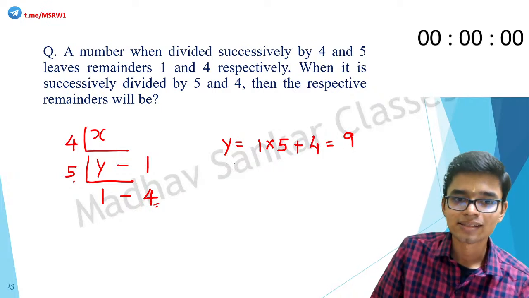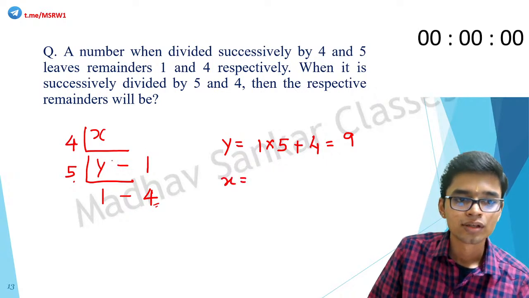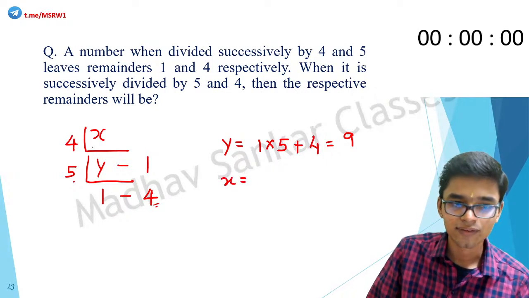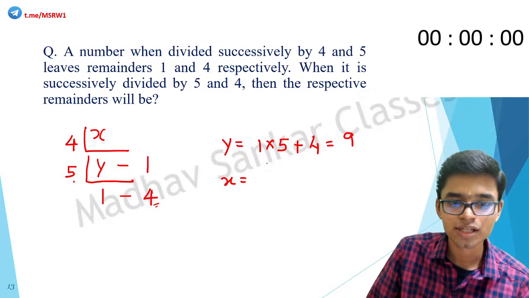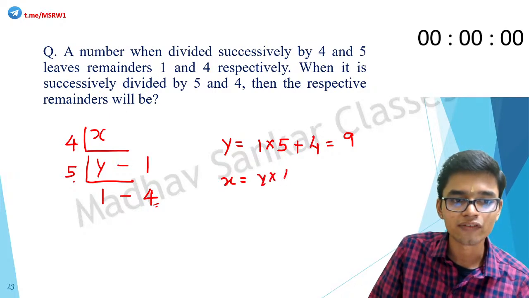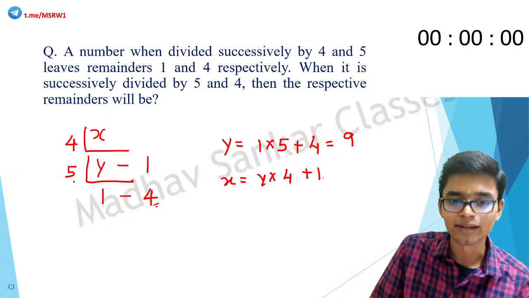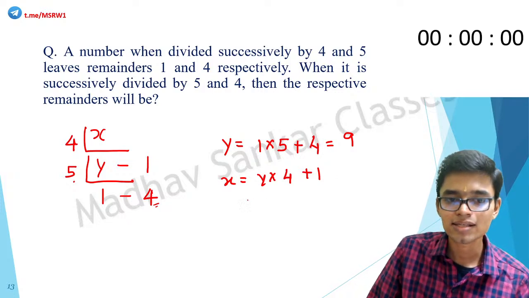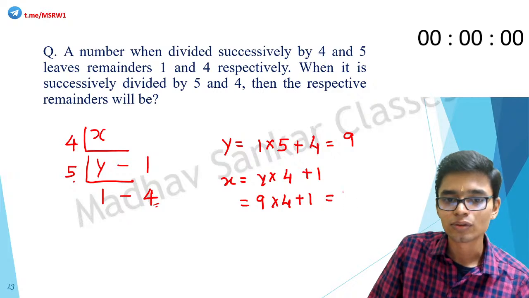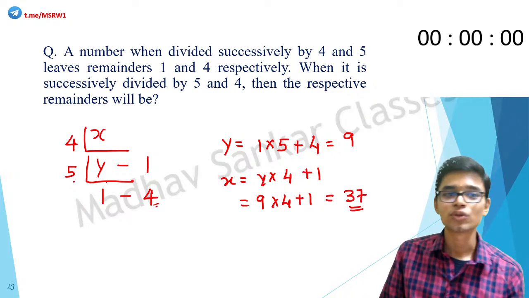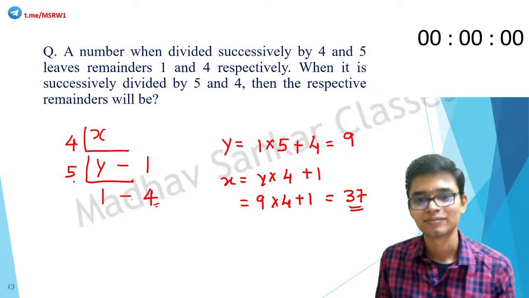So what is x? x is equal to y into divisor plus remainder. The value of y is 9. So 9 into 4 plus 1 is equal to 9 into 4, 36, plus 1 is 37. So that number is 37.